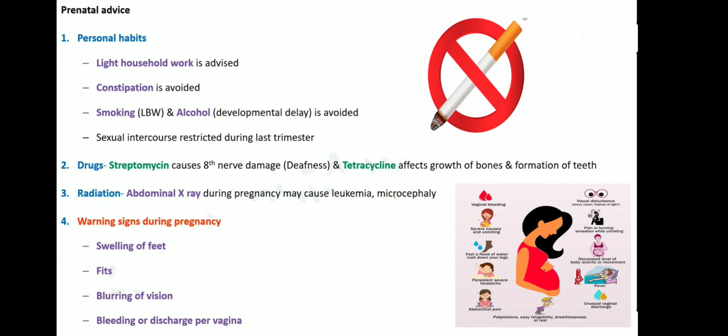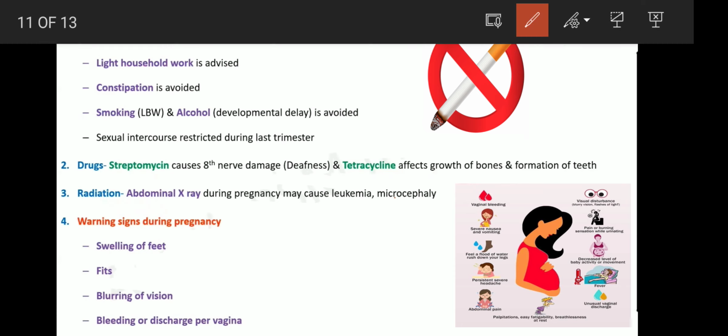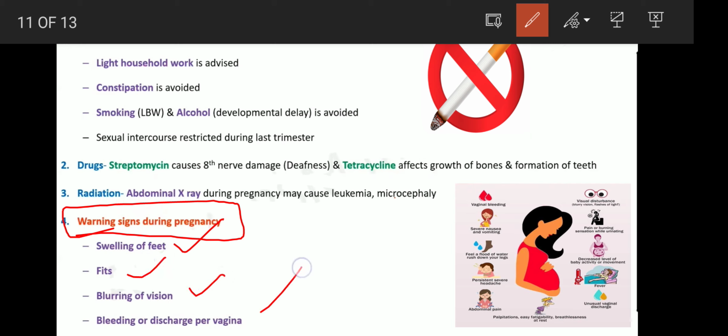Warning signs during pregnancy. The mother should be given clear-cut instructions in antenatal care that she has to report immediately in case of these warning signs. When there is swelling of the feet, fits, headache, blurring of vision, bleeding or discharge per vagina, or any unusual symptoms she observes, she has to visit the PHC, CHC, or the hospital immediately. Remember, guys: swelling of the feet, fits, blurring of vision, bleeding or discharge per vagina.